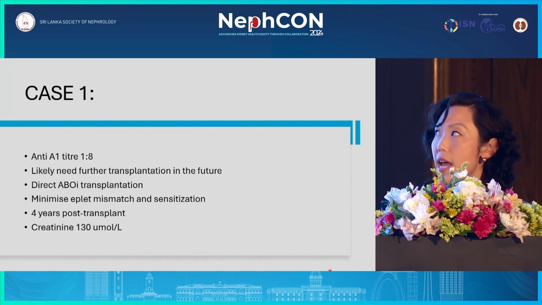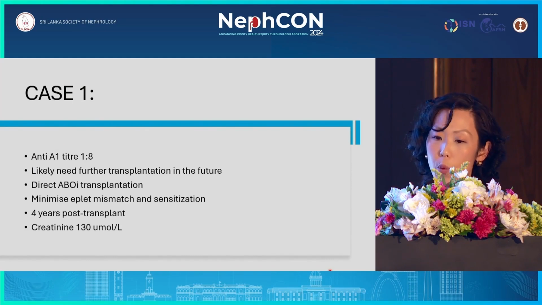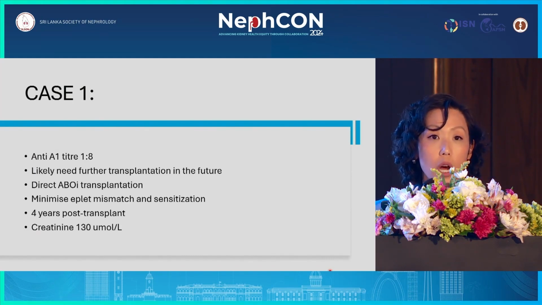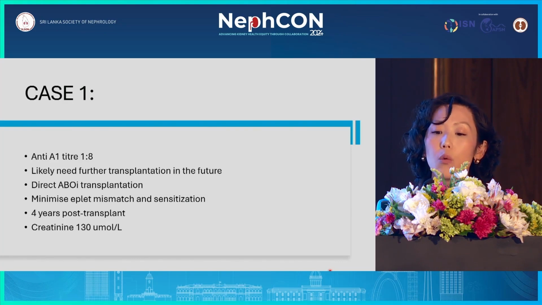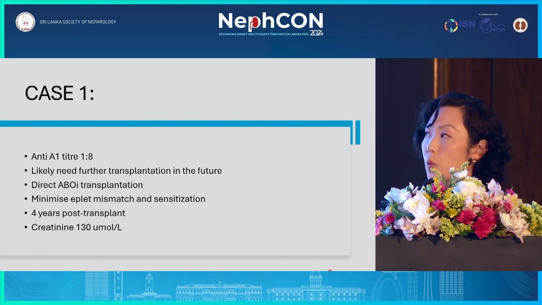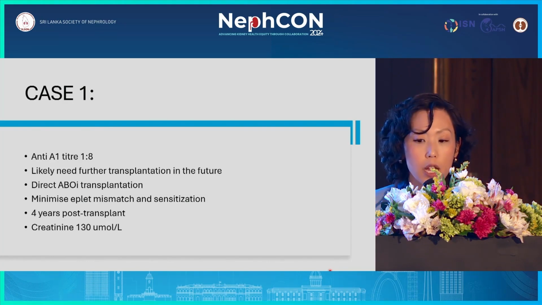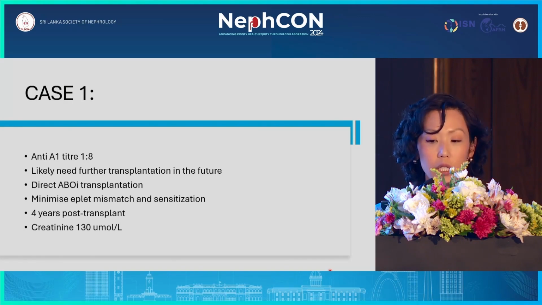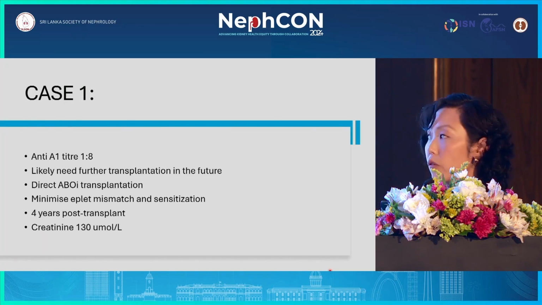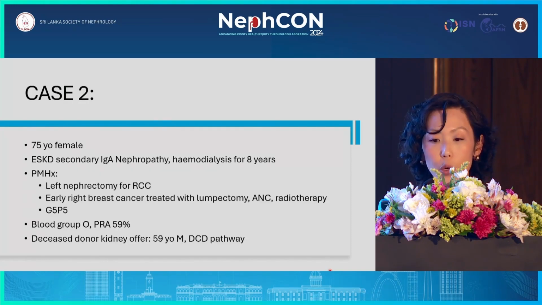We measured the anti-A1 titer, which was low at 1 in 8, and given he was young and likely to need a further transplantation in the future, we opted to maximize the HLA and eplet mismatching to prevent sensitization. And we went ahead with the ABO incompatible transplant with some desensitization treatment. He's now 4 years post-transplant with a creatinine of 130 and doing well.